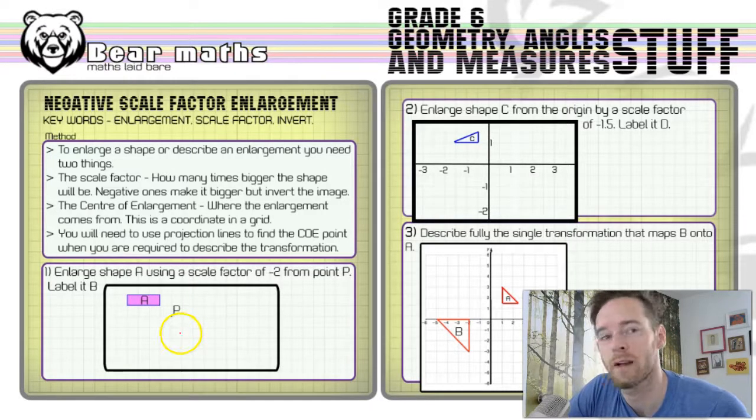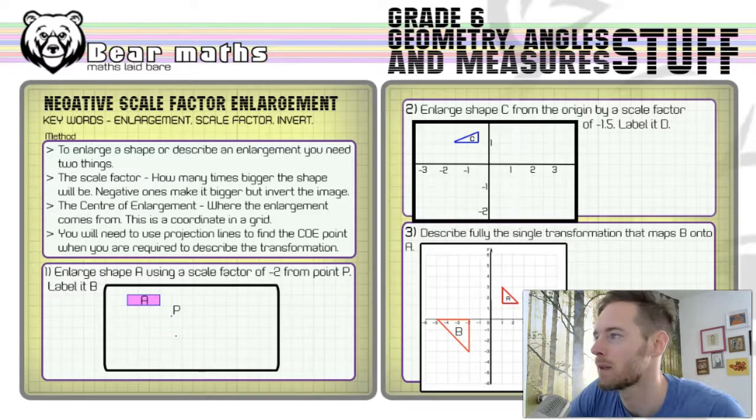This one is on negative scale factor enlargement. The keywords I've got for you are enlargement, scale factor and invert. An enlargement is when a shape is made bigger or smaller in some sort of space, normally in a coordinate grid. Scale factor is the thing that makes it bigger. If it's a whole number or an integer, you're going to get an enlargement that becomes bigger. But if you use a fraction, your enlargement is going to become smaller. And the word invert means to flip inside out, basically. So the image will be inverted, therefore it will be a flipped image.